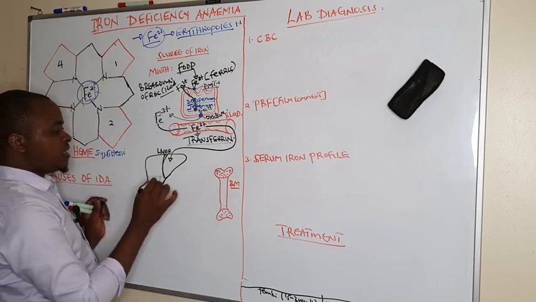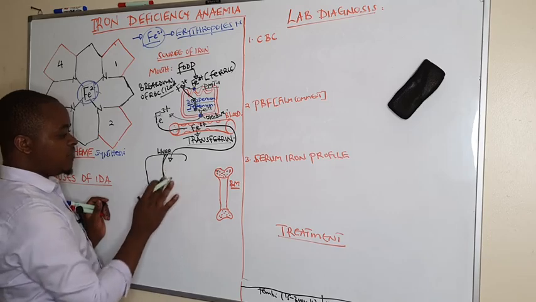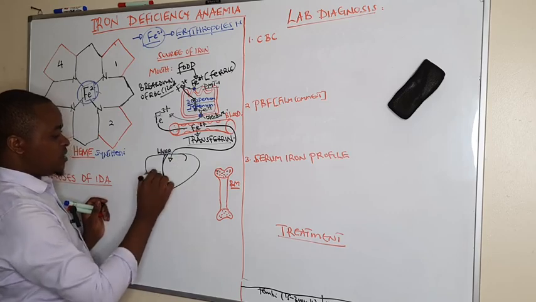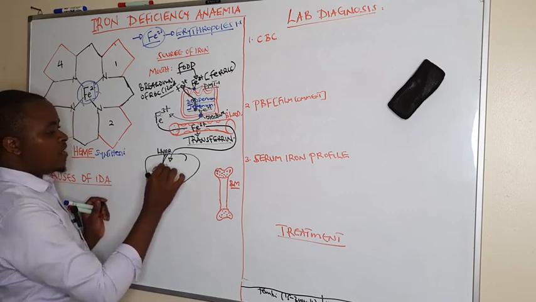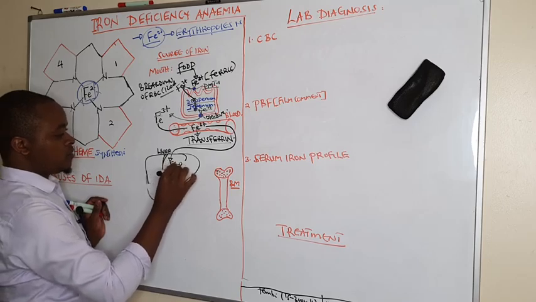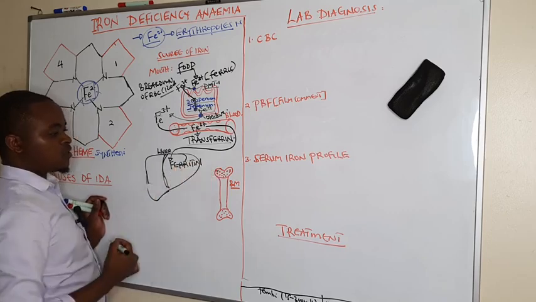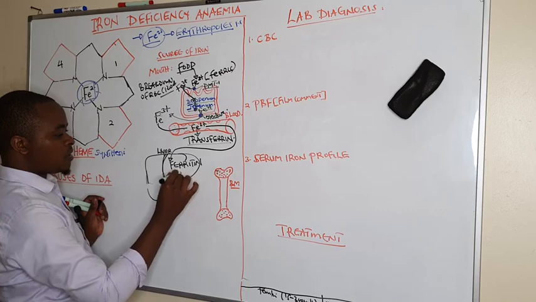When it reaches the liver, the iron is stored in the liver as ferritin. So in cells, it is stored as ferritin or hemosiderin.